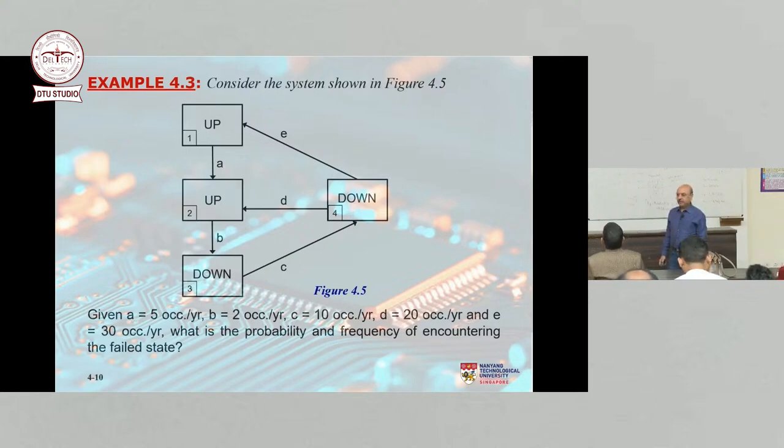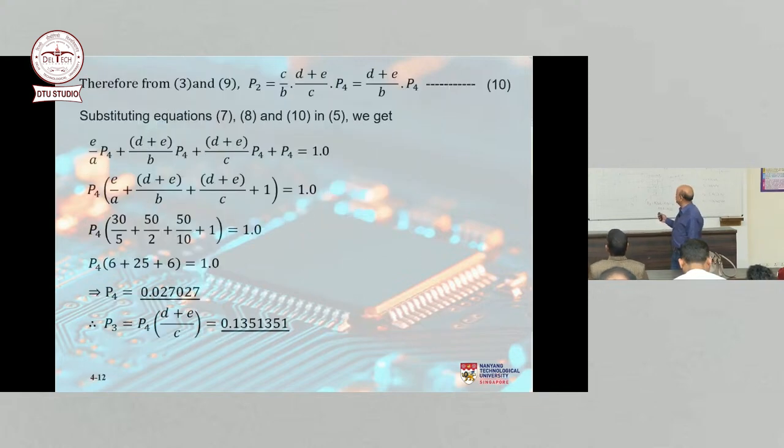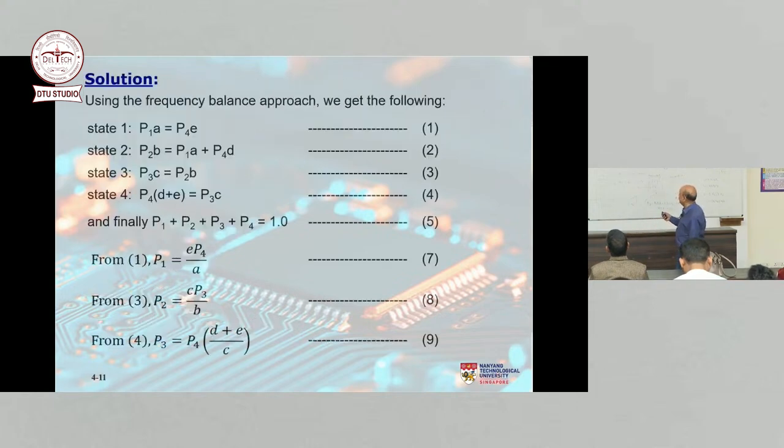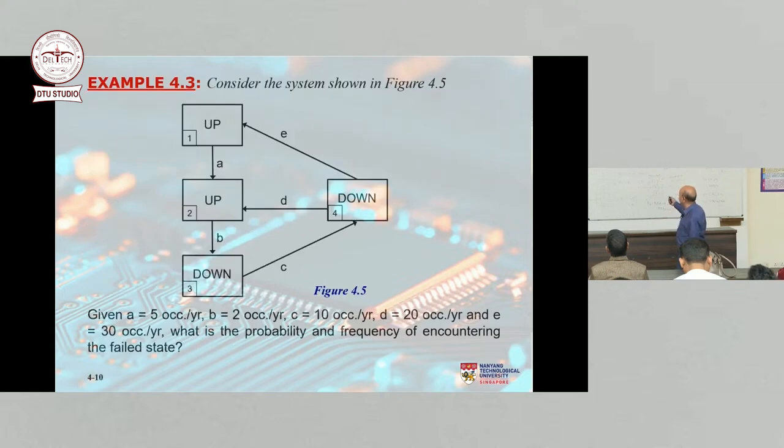Okay, everybody with me? Okay, good. So that's where we stopped, yeah? The frequency of being in the down state is P2 times B, as I was just explaining. Alternatively, of course, you could look at the frequency of leaving the down state. The frequency of leaving the down state is through E and through D, yeah? So P4 times E plus P4 times D, it's the same as P2 times B. Frequency of leaving is the same as frequency of entering.